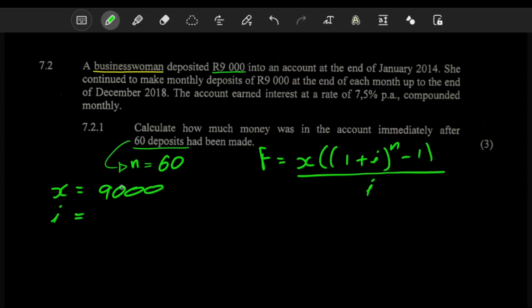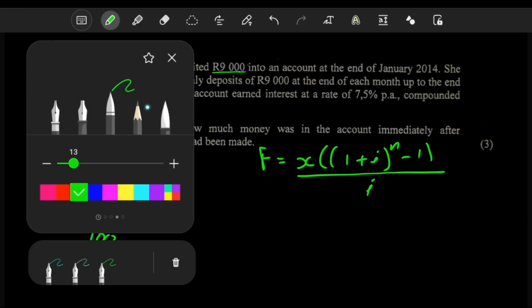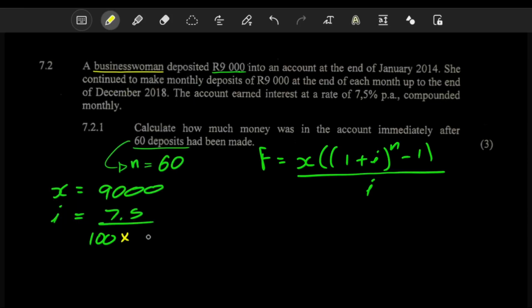So remember, 7.5% is the same as 7.5 over 100. Because it's compounded monthly, it means that you have to divide by 12 as well. You see, this 7.5, you divide it by 100 and you have to divide it by 12. So it's the same as dividing by 100 times 12. But if you can recall from previous papers, I usually prefer just writing it like this, 7.5% the whole thing over 12. But hey, let's just do what other kids do. Play with other kids nicely.